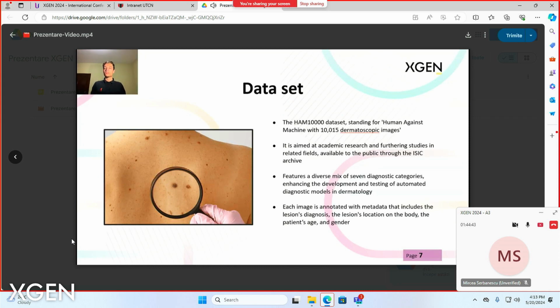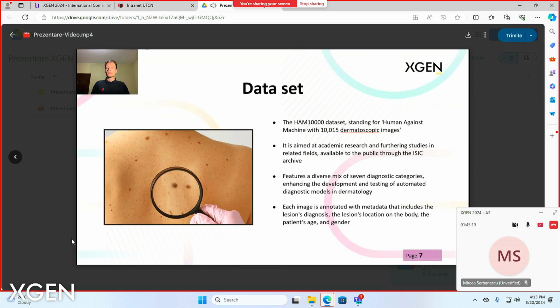It includes a bit over 10,000 dermatoscopic images, each labeled by experienced dermatologists. The images represent a mixture of 7 different diagnostic categories. This variety supports the development and testing of automated diagnostic models in dermatology. Each image in the HAM10000 dataset is also annotated with metadata that includes the diagnosis of the lesion, the location of the lesion on the body, the patient's age, and the patient's gender, providing a robust basis for both academic research and practical applications in AI-driven diagnostic tools.